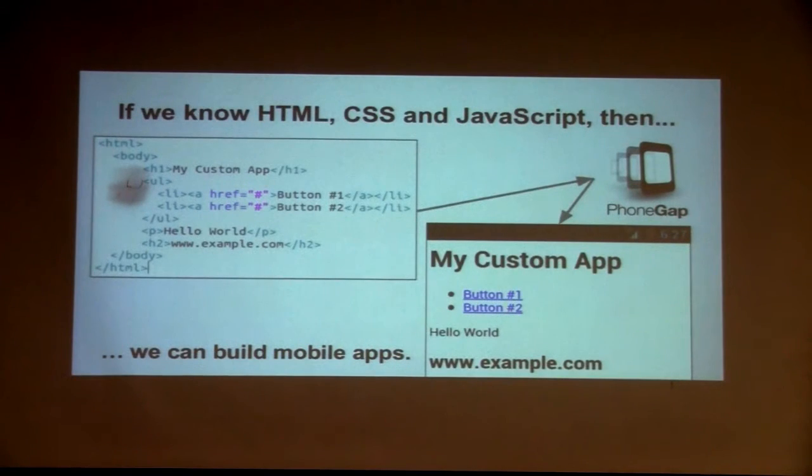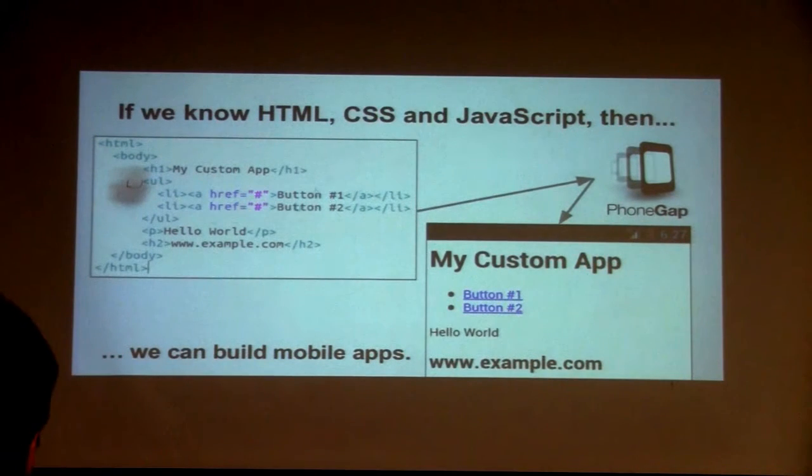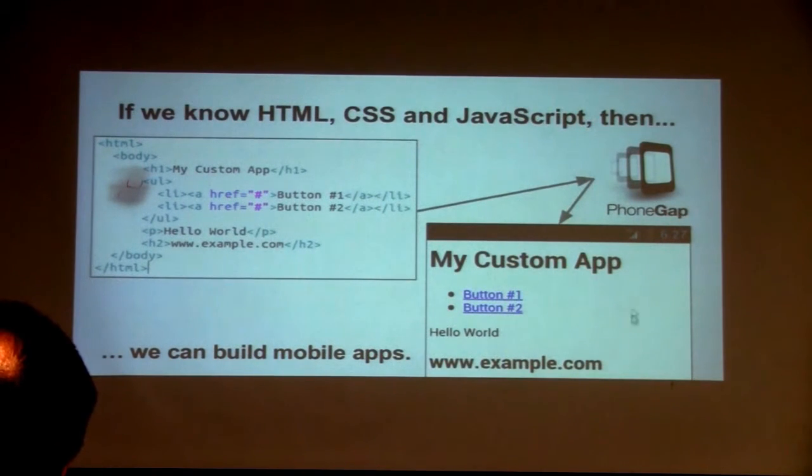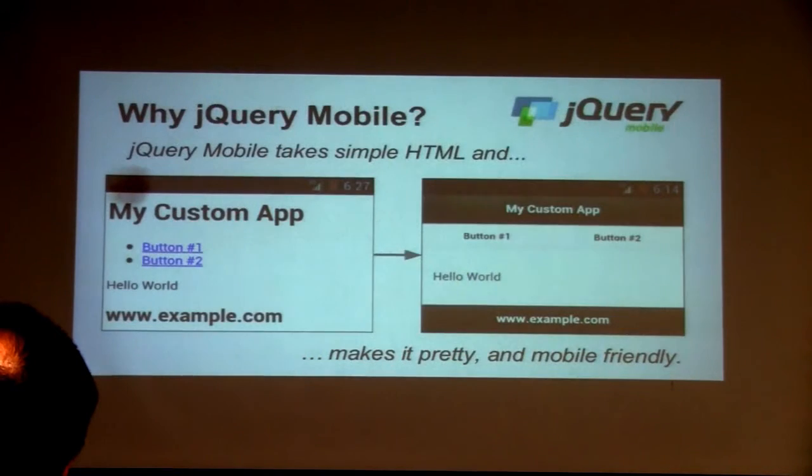Okay, so then that means if we know HTML, CSS, and JavaScript, then we can build the crappiest looking mobile app ever. So you see we have a very, very simple site up here, just a body with a header, maybe some simulated buttons, some content, and a footer. And if we run that through PhoneGap, we can actually run this app, and it won't do anything. But very powerful that we can just start from things we know and be building mobile apps in no time.